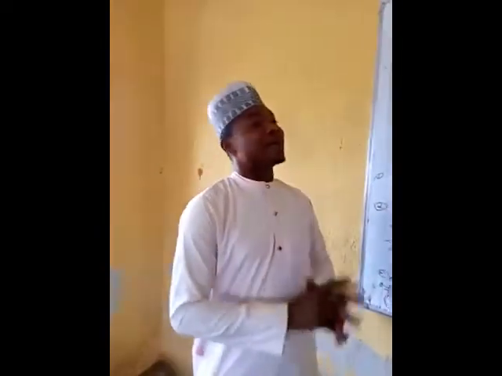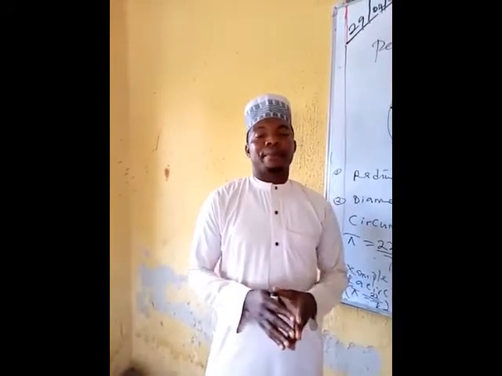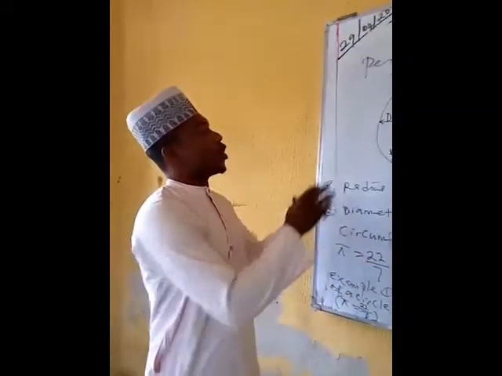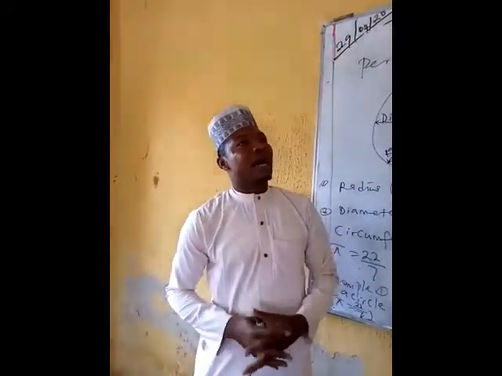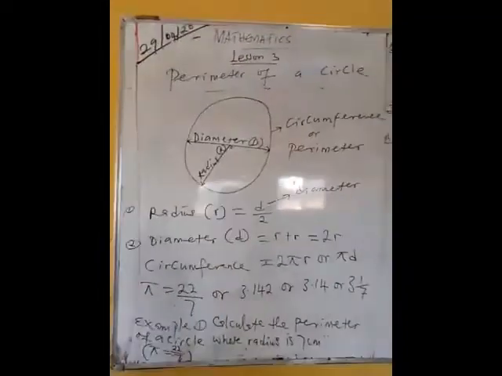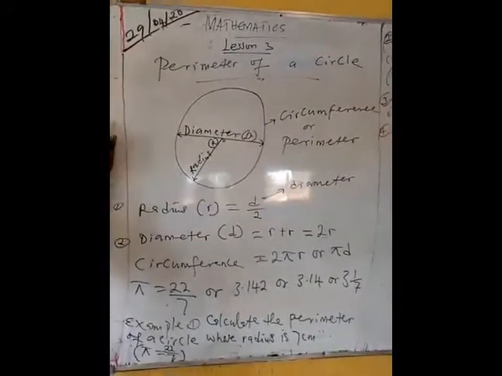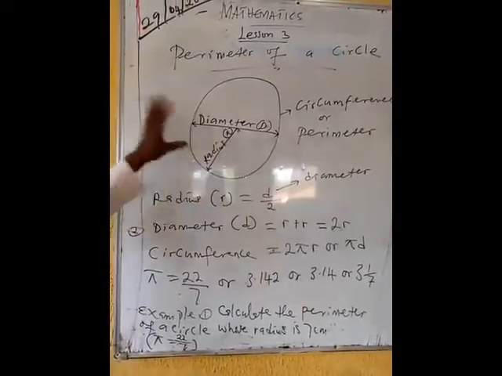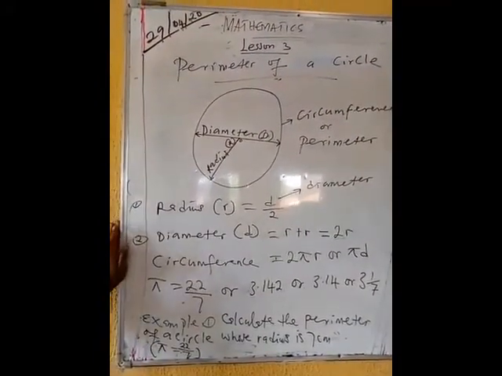So we are through with the perimeter of square, perimeter of rectangle. Now we are on perimeter of a circle, as you can see on the board. This is lesson number 3. So this is a circle. A circle is a rounded shape.